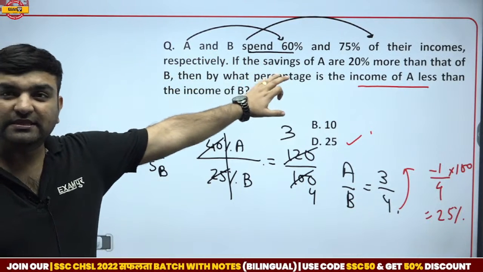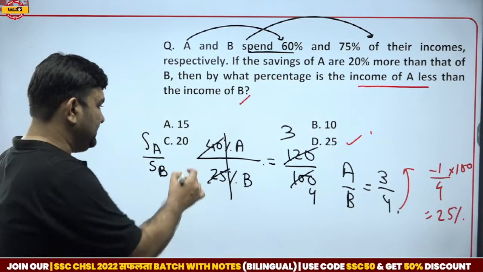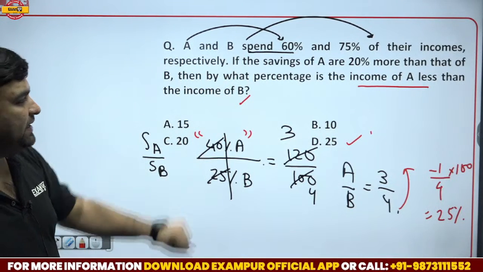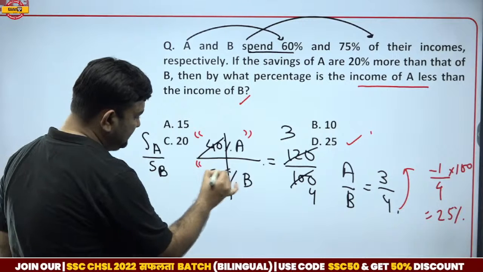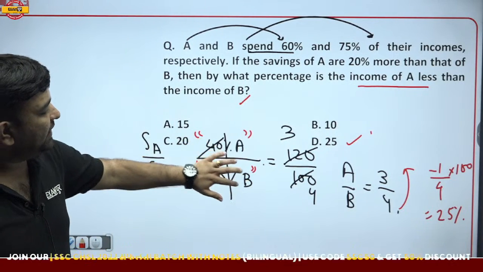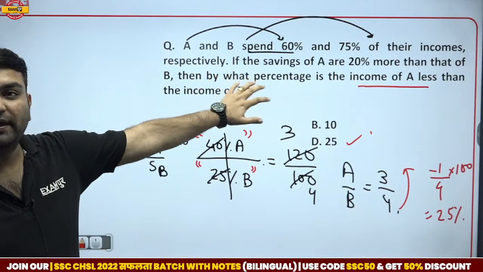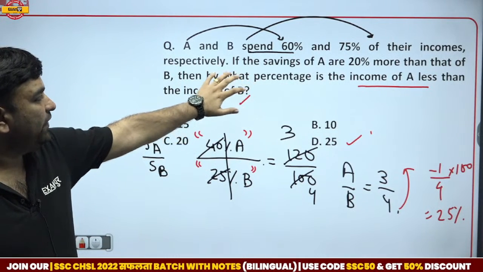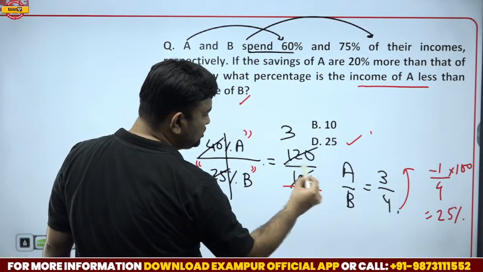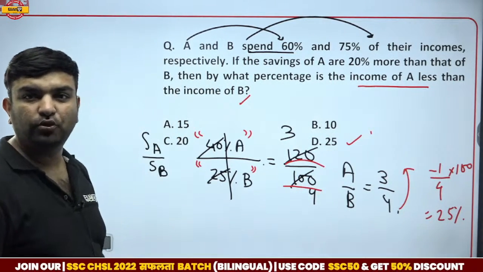If A spent 60%, this means he saved 40% of his income. If B spent 75% of his income, this means he saved 25% of his income. Saving of A is 20% more than saving of B. So can I say they are in the ratio 100 to 120? 20% more.